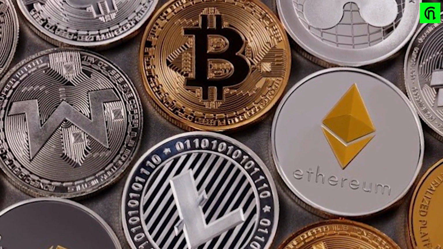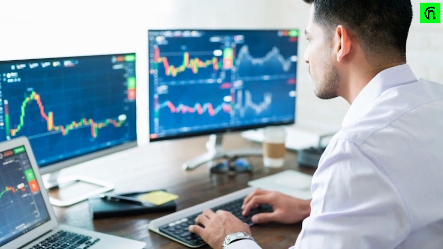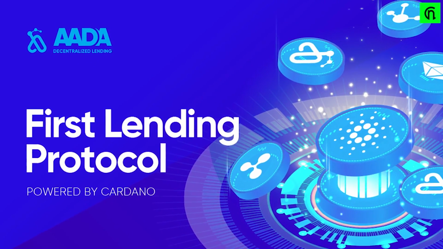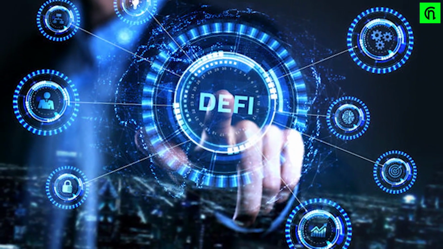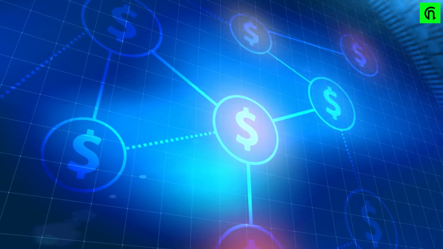This will result in fewer assets borrowed due to the high price, and it will attract more depositors seeking high returns on their deposits. That's the AADA platform in short. There are many benefits when it comes to DeFi lending. Digitally enabled lending processes have the most significant advantage of fast processing speed.